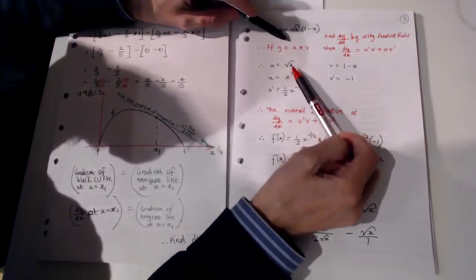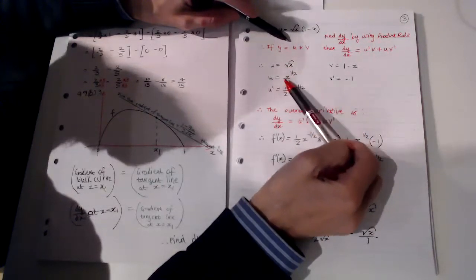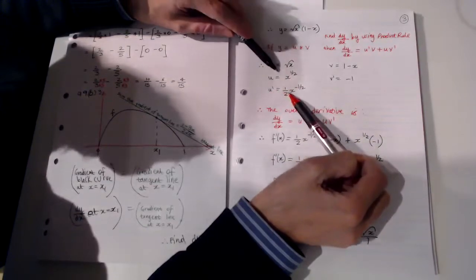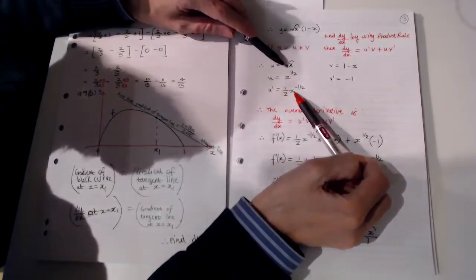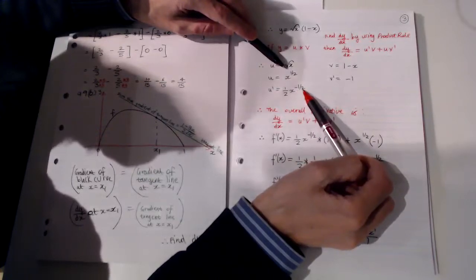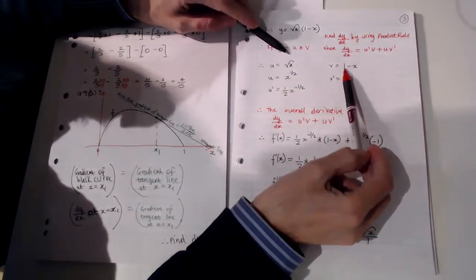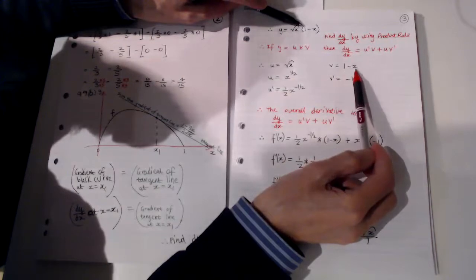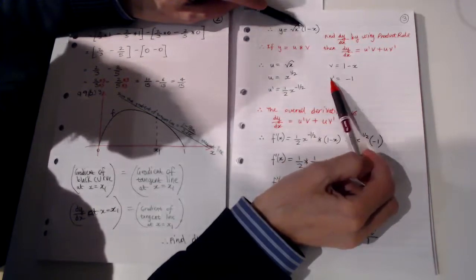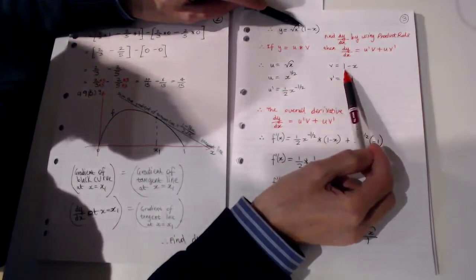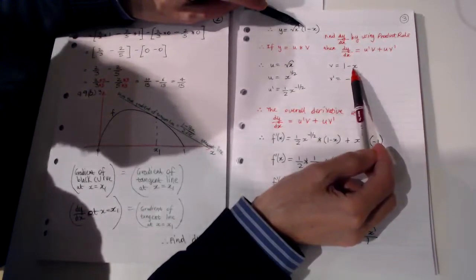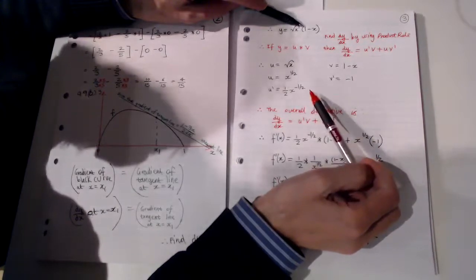Well, what's u? It's a square root of x. So u equals x to the power of a half. So u' equals a half x to the power of a half minus 1, which is negative a half. Now, what's v? v is equal to 1 minus x, and v' would be, what's the derivative of 1? 0. Forget about it. And the derivative of negative x is negative 1.